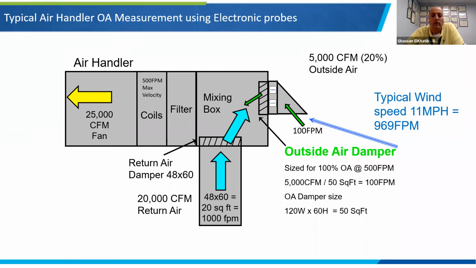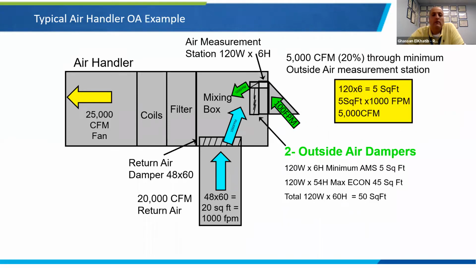So having the right application, having the right type of airflow monitoring station, and having the system to it is very critical to make sure that you're getting the accurate reading in the application. For this example, we'll have two airflow measuring stations, one for the outside air and one for the airside economizer. And you can see roughly what velocities you're looking at.